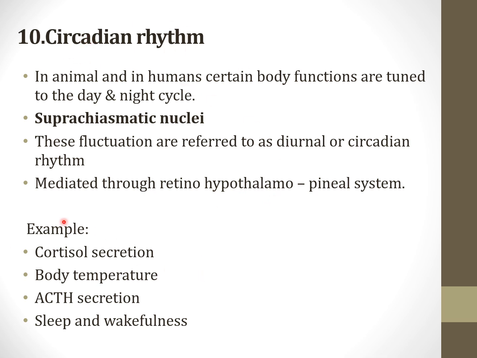And a few examples of circadian rhythm, that is day-night variation, are cortisol secretion, which is low during night and increased in the early morning, and body temperature variation, which is high in the morning, and ACTH secretion. Also the sleep wakeful cycle: how a person sleeps at night and wakes in the morning, the 8 hours of sleep, is regulated through the circadian rhythm.